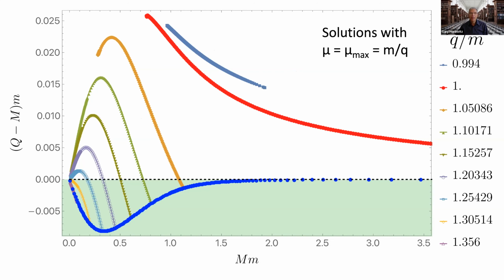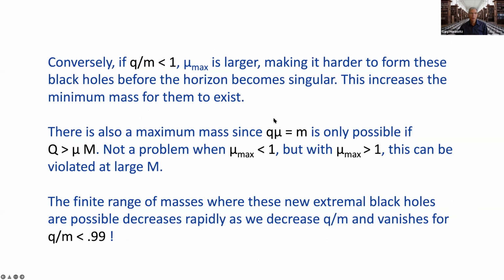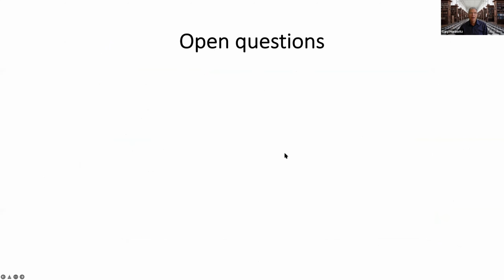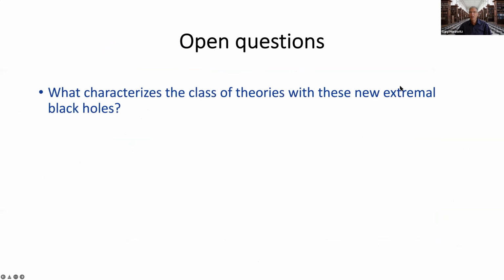Okay, let me say just a word about some open questions. So one is, what characterizes the class of theories with these new extremal black holes? I gave one example. I added this psi squared, f squared to the action, but one can ask what class of theories will have them.